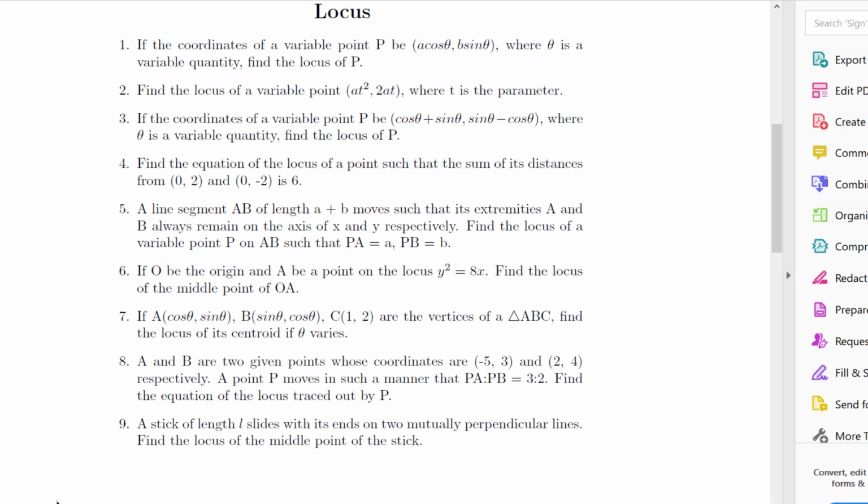Question 6. If O be the origin and A be a point on the locus y square equals 8x. So when we say locus y square equals 8x, that means it's an equation, right? Everything is locus only. Find the locus of middle point of OA. So let's draw that.